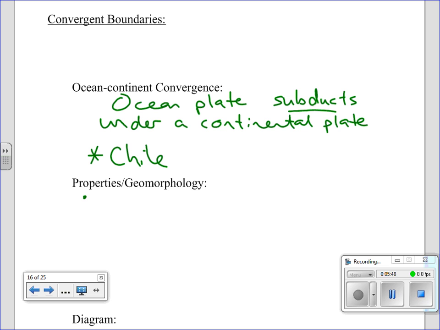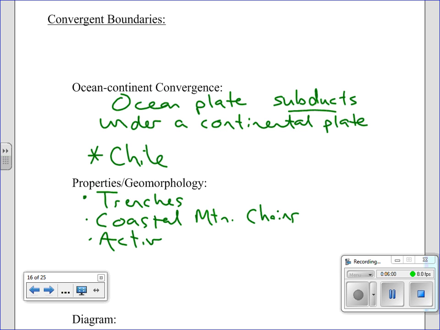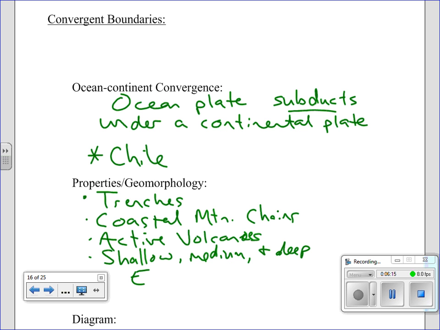Common properties that you saw here were trenches, coastal mountain chains, active volcanoes, because of the melting plate, and again, shallow, medium, and deep earthquakes because of the subducting plate.